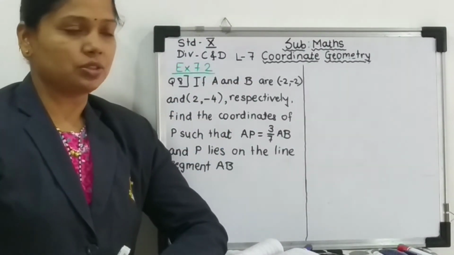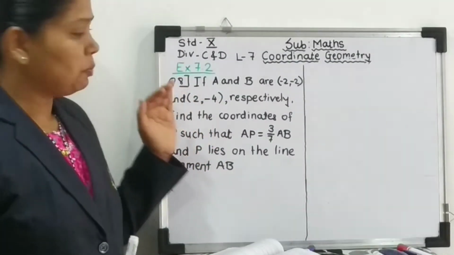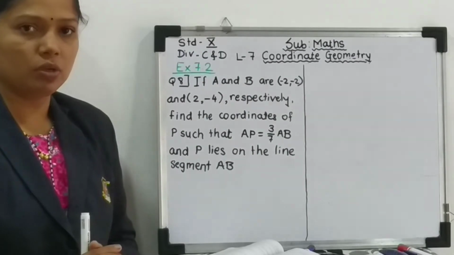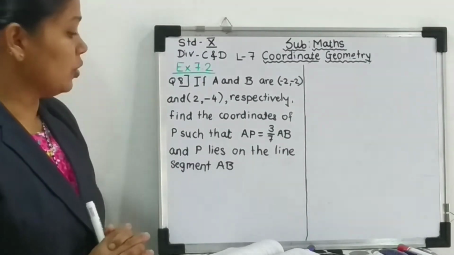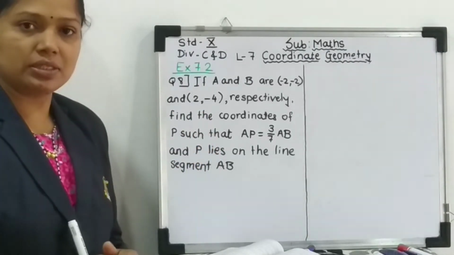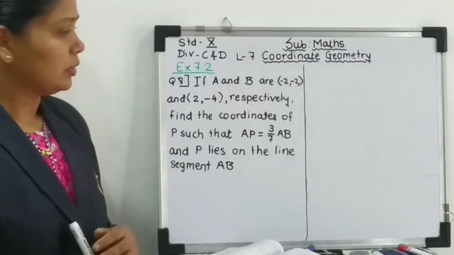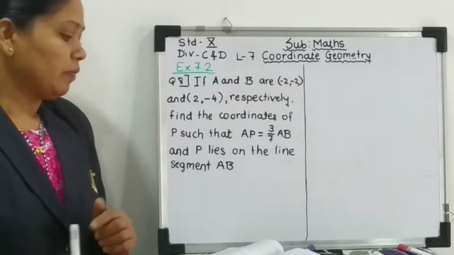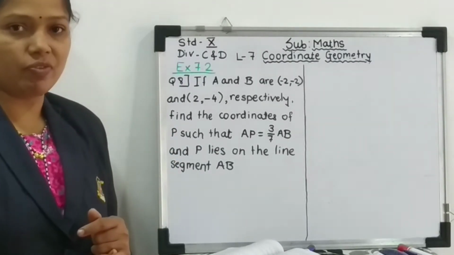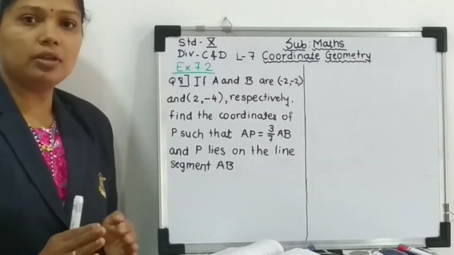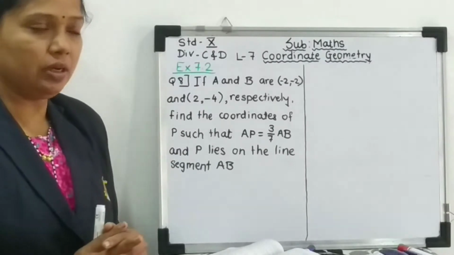In the earlier session we have completed up to question number 6 from exercise 7.2. Now take your notebook and textbook so that we can start with exercise 7.2. In this exercise we have used the section formula, and where and how to use that section formula, I have explained to you.